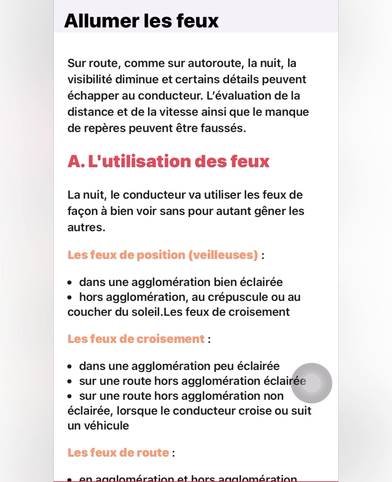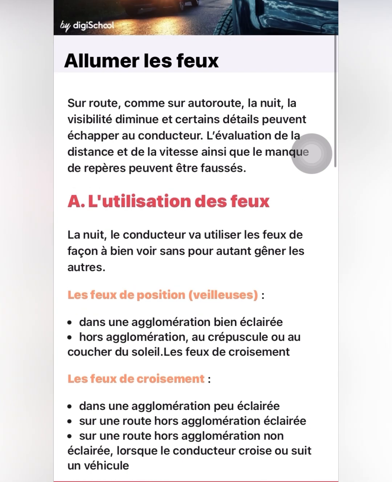On the road, as on the highway, at night visibility decreases and some details can escape the driver. The assessment of distance and speed, as well as lack of benchmarks, can be disturbed at night. The uses of the light: at night, the driver will use light so as to see well without disturbing others. The different types of light are what we are going to talk about now.